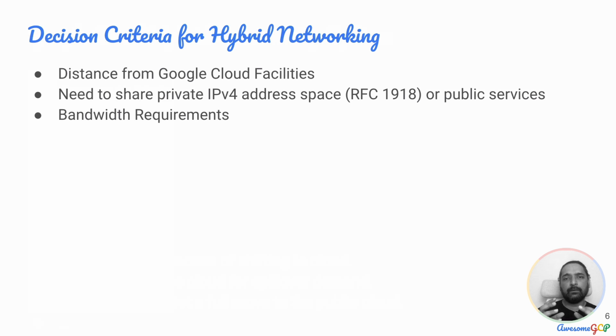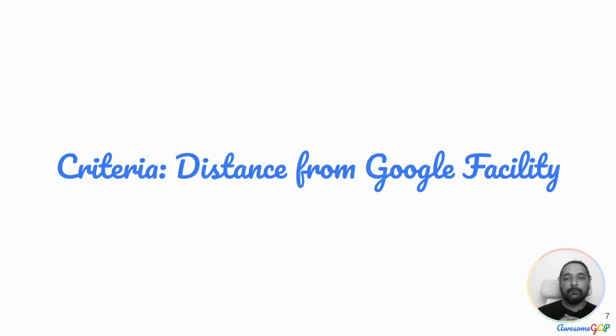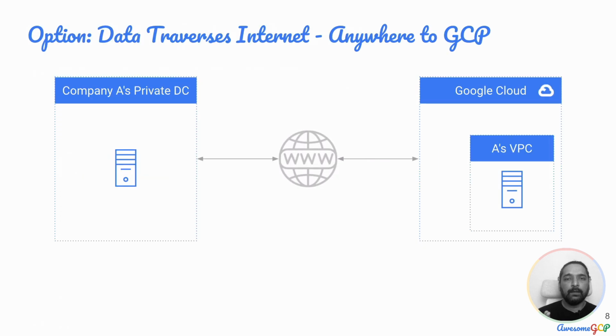In certain cases, the bandwidth requirements might be low. In certain cases, it might be very high. So based on these 3 considerations, we will choose the kind of hybrid networking we want. Let's get a little deeper now to identify the details with each of these criteria. First one, distance from Google facility.